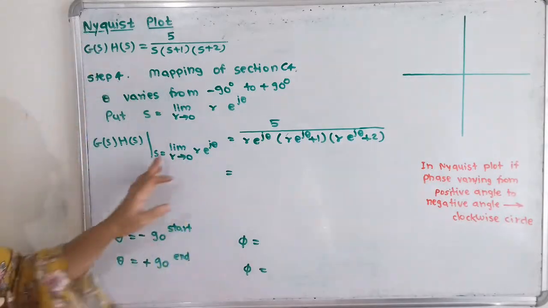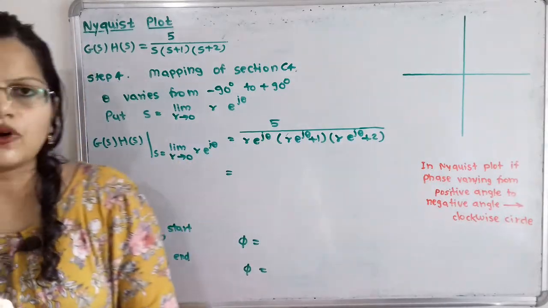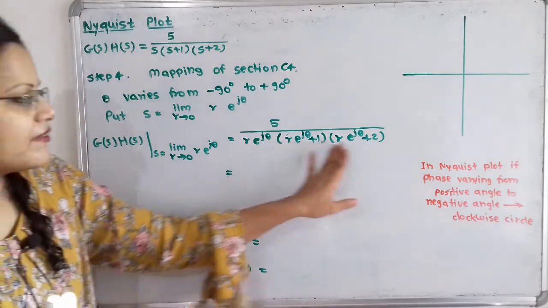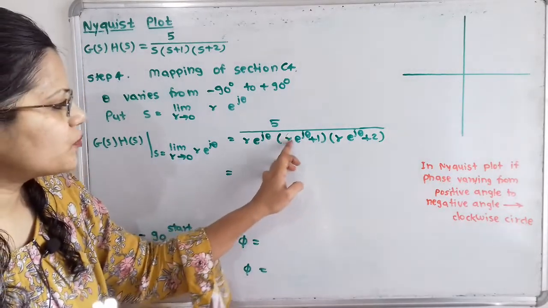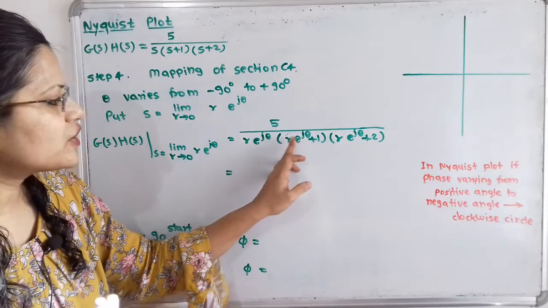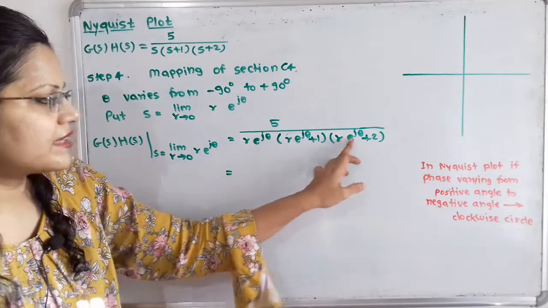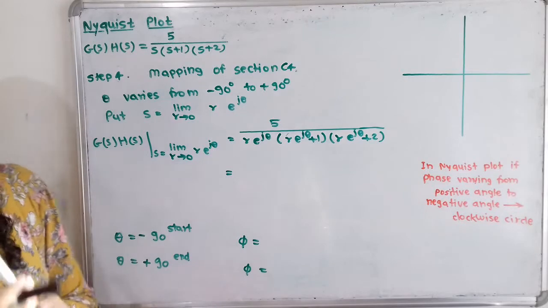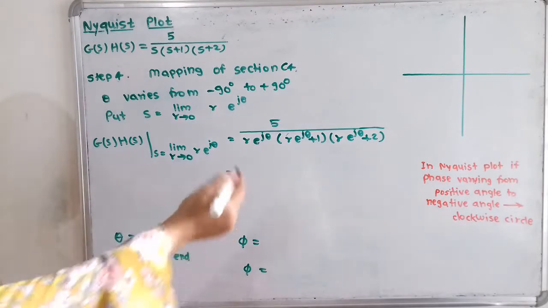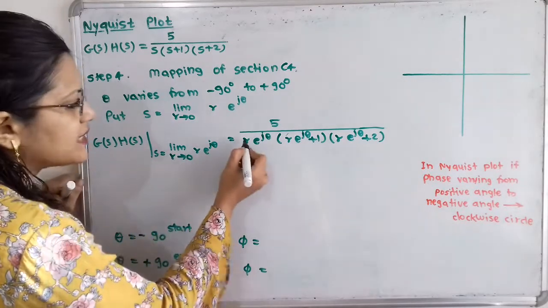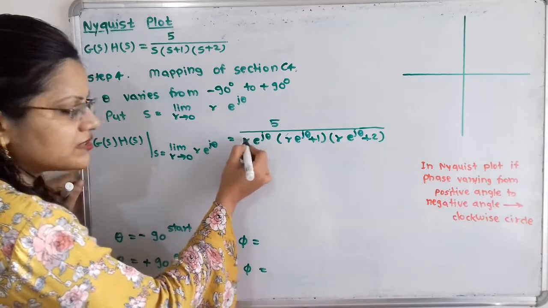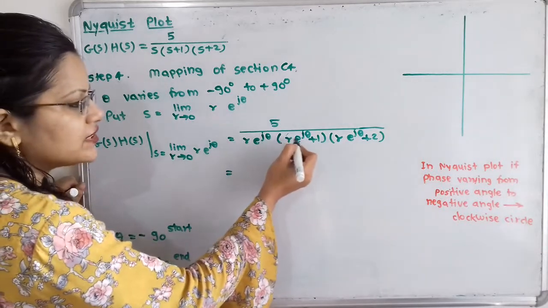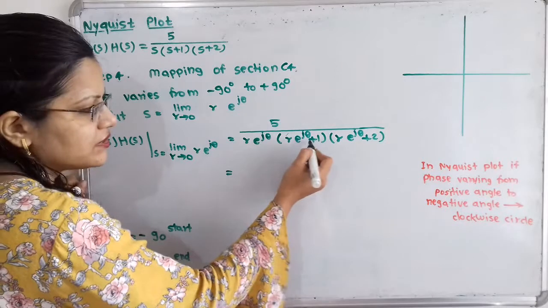Now here r tends to 0. So here no need to simplify this, because simply if we put 0 here, then 0 multiplied by anything is 0. So if we observe how we can take this value. Now if we put r is equal to 0, then here this term will become 0. Then 0 plus 1, that is 1.